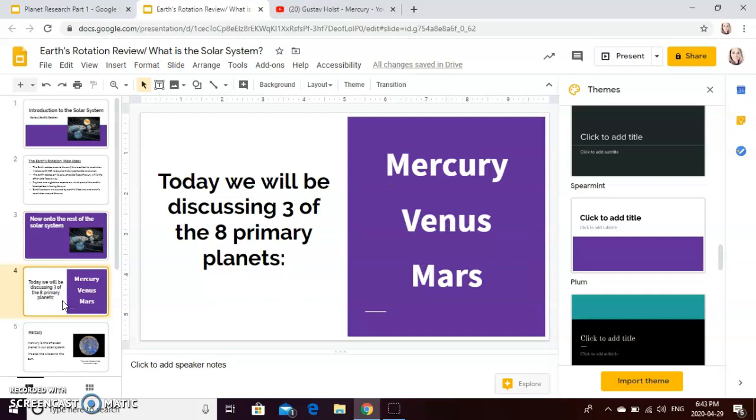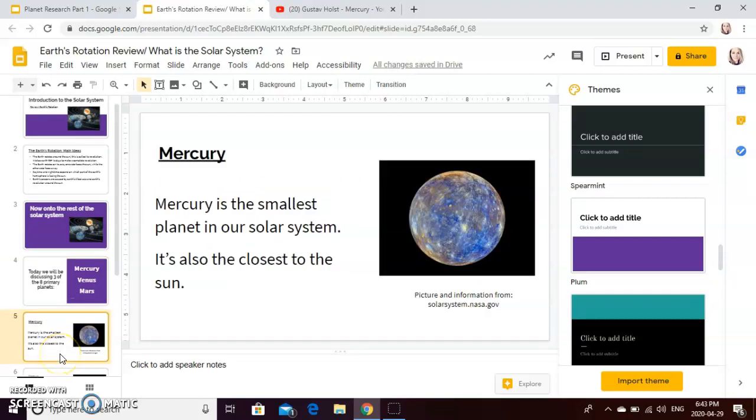So far we have talked about comets, we've talked about meteors, we've talked about Earth. Today we're going to be moving on and talking about 3 of the other elements in our solar system, which are 3 of the 8 primary planets, which are Mercury, Venus, and Mars. So Mercury is the smallest planet in our solar system. It's also the closest planet to the sun.